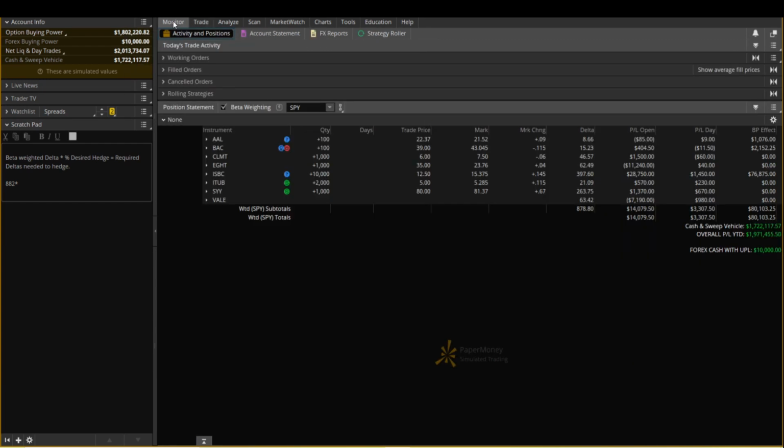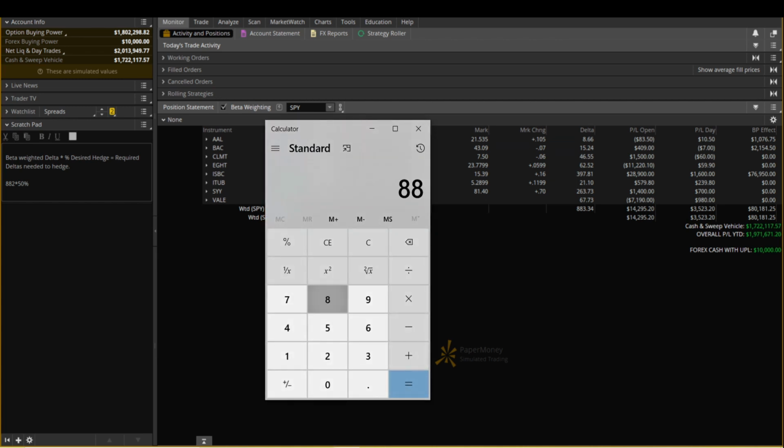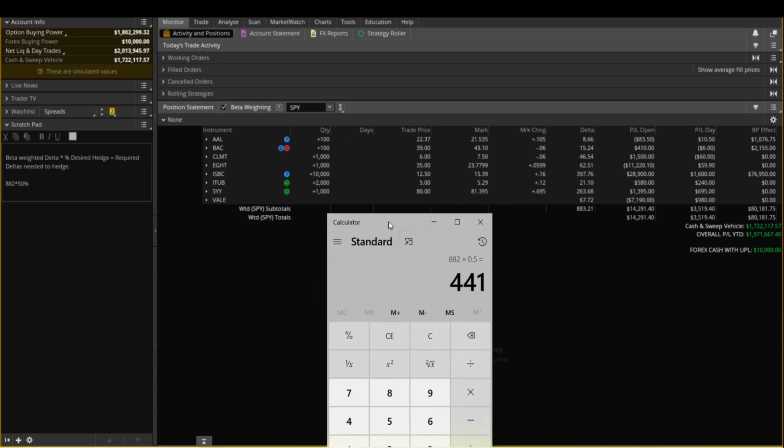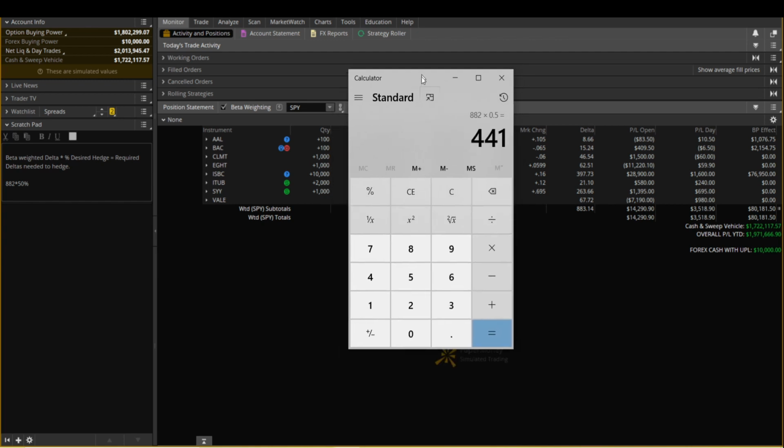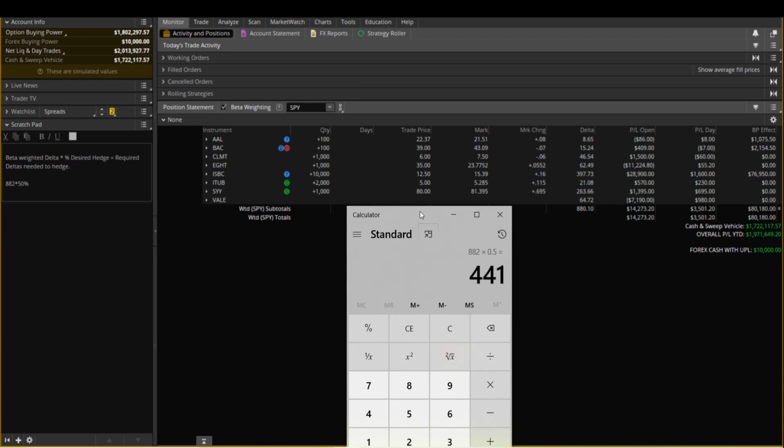But let's say that we don't want to do 100%, because let's say we want to do, say, 50% or 30%. So what you would do is 882, that's how many deltas we said we had, times 50%. So that's going to give us 441 deltas. So to hedge 50% of our account, we need to buy 441 SPY put deltas. And that will hedge us in case the SPY drops.